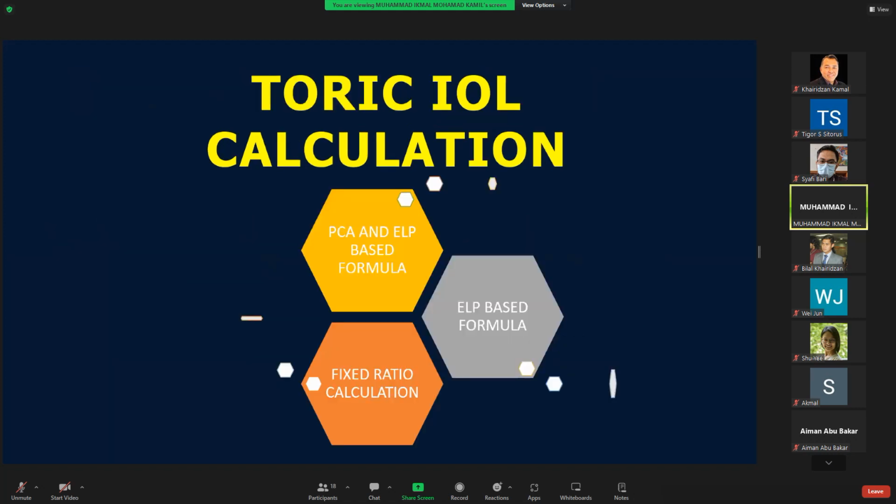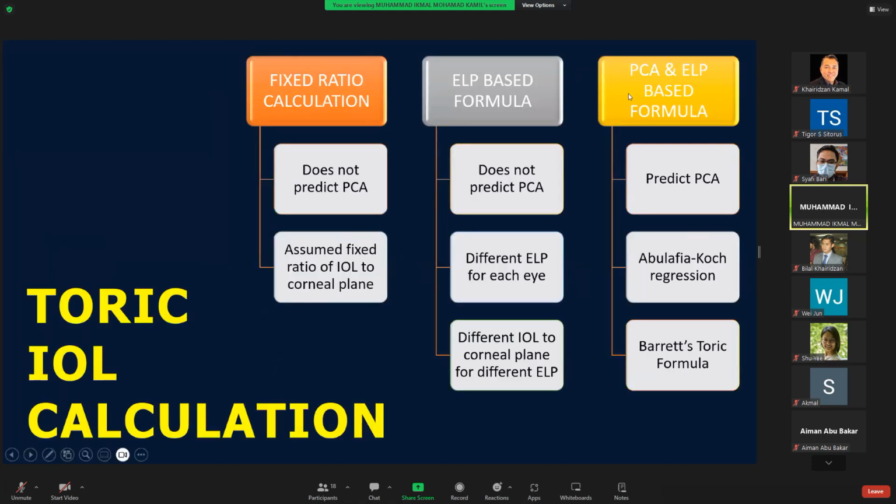That's why we can divide the toric IOL calculators into three types of formula. The first one is the PCA fixed ratio calculation, which is the older one. The second is the ELP-based formula, and the third is the PCA and ELP-based formula. So what's the difference? The fixed ratio calculation does not predict the posterior corneal astigmatism and assumes a fixed ratio from the IOL to the corneal plane.